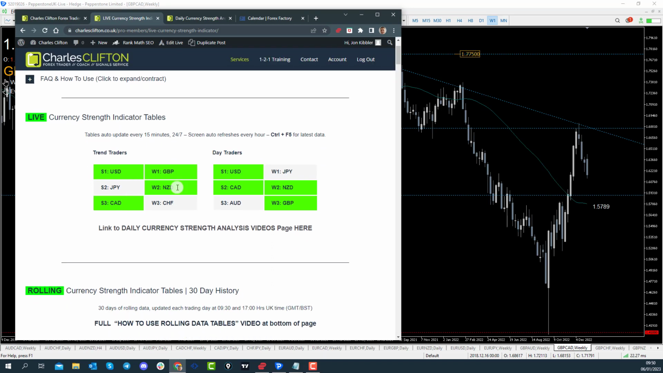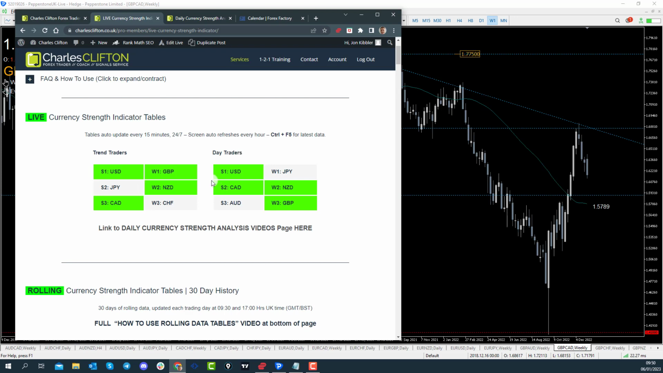Here you can see we have the live currency strength indicator tables in front of us. We have two types of tables: the trend traders table and the day traders table. These are showing us the same studies but just highlighting different time frames. So the trend traders is our higher time frame and the day traders is our lower time frame.